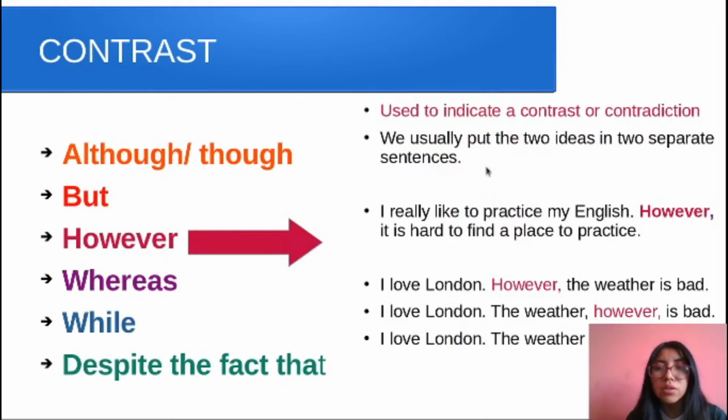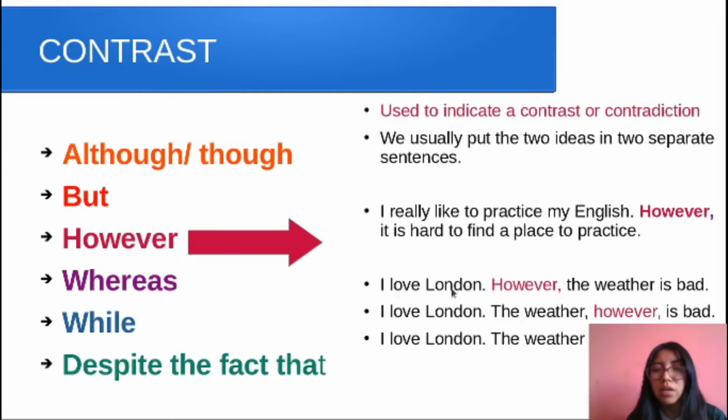Period. It means that here we have two sentences and two ideas. Okay? So, however, we are going to use to separate two sentences. Okay? And what is the position that you can place it? You are going to place it at the beginning of the second sentence. You can put it after the subject of the second sentence or at the end of the second sentence.